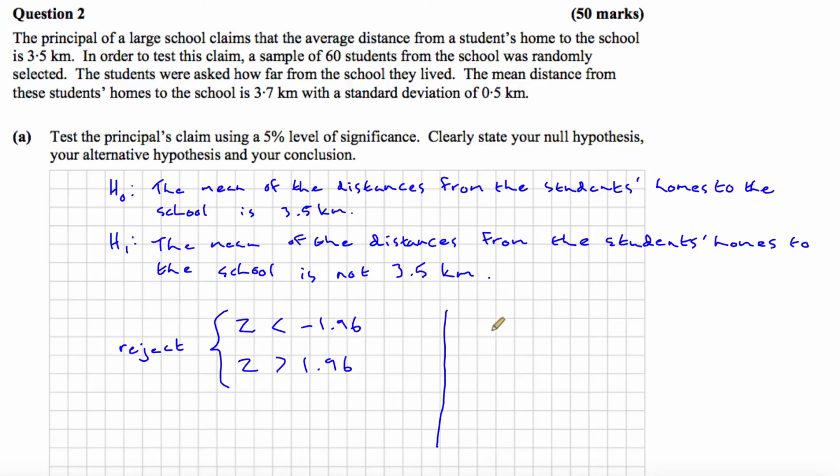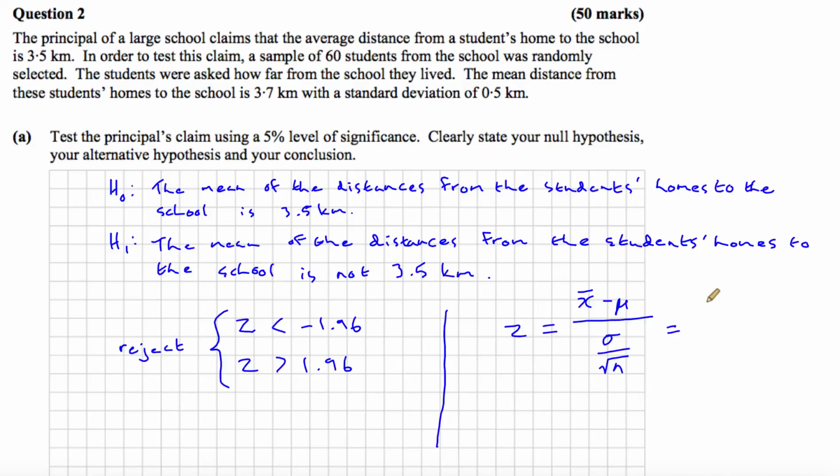Okay, so what we're going to do is find the Z value. So the formula for our Z value is the sample mean minus the population mean, all over sigma over root n. So that's the sample mean, this is the population mean, sigma is the standard deviation for the population, and n is the sample size. So we can plug these values in.